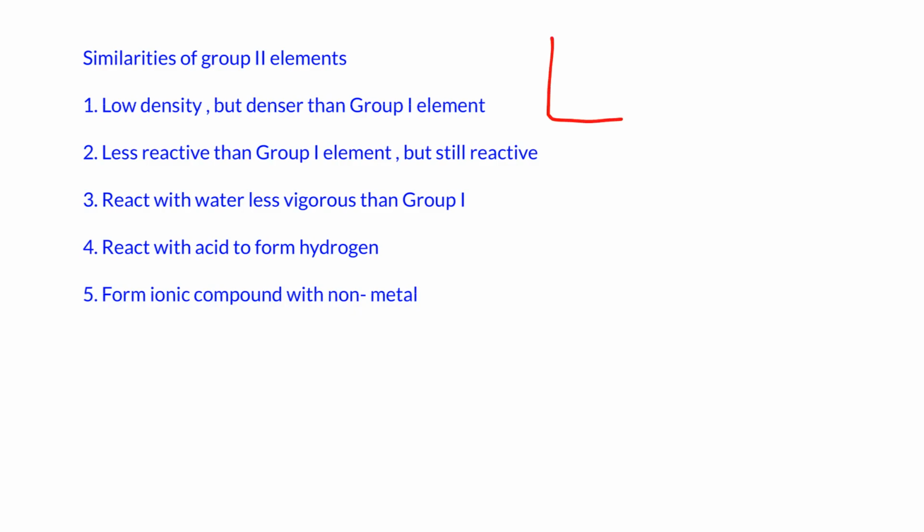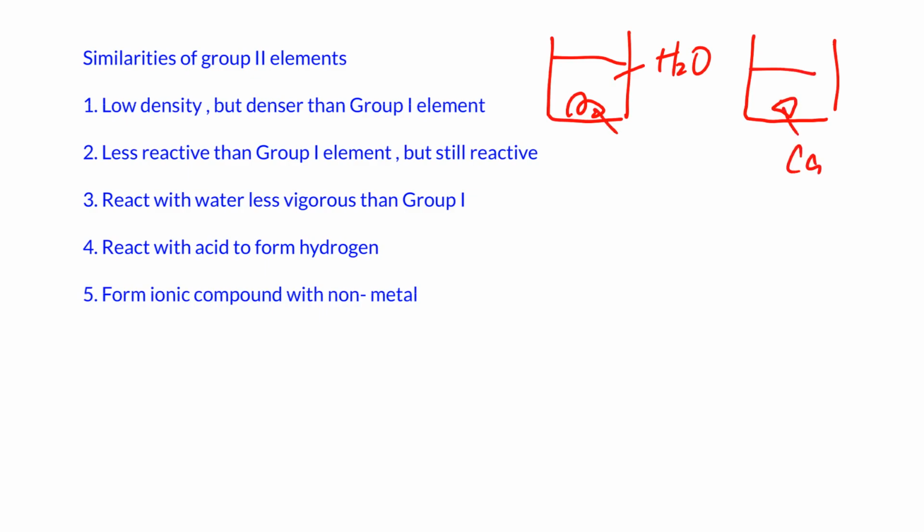So when you put magnesium into the water, you'll find that it will sink. You put the calcium into the water, it will also sink. That is one thing very different from group 1 elements. They are less reactive than group 1 elements, but we still consider them reactive, because they can react with water, with acid, or things like that. They will react with water, but less vigorously than group 1.